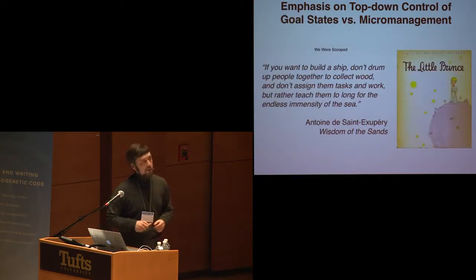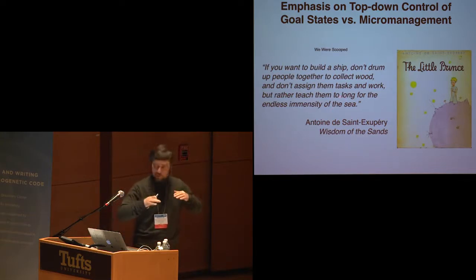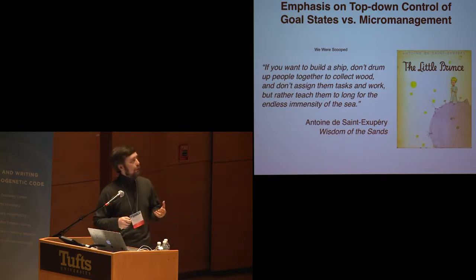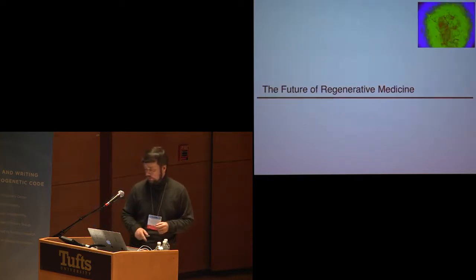And I must say, we kind of got scooped on this idea, because this idea of goal states and micromanagement, you probably know this guy from his book, The Little Prince, but he also wrote this other book, Wisdom of the Sands, where he says, if you want to build a ship, don't get people together to collect wood and make them do all the specific things, but teach them to really drive for the goal, right? So the idea is that if the levels underneath are motivated to reach a particular outcome, you're better off controlling at that top level, and that maybe this provides an efficient level of control.